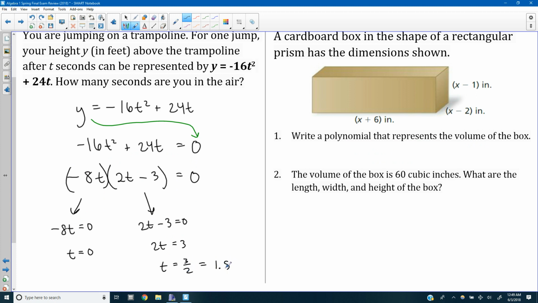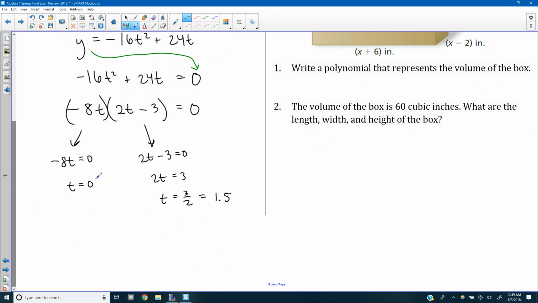And normally I wouldn't tell you to do a decimal, but they're asking us how many seconds are you in the air. Now, it looks like I leave the trampoline 0 seconds in. It looks like I land on the trampoline 1.5 seconds later. So it looks like you are in the air for 1.5 seconds. That's how it works.